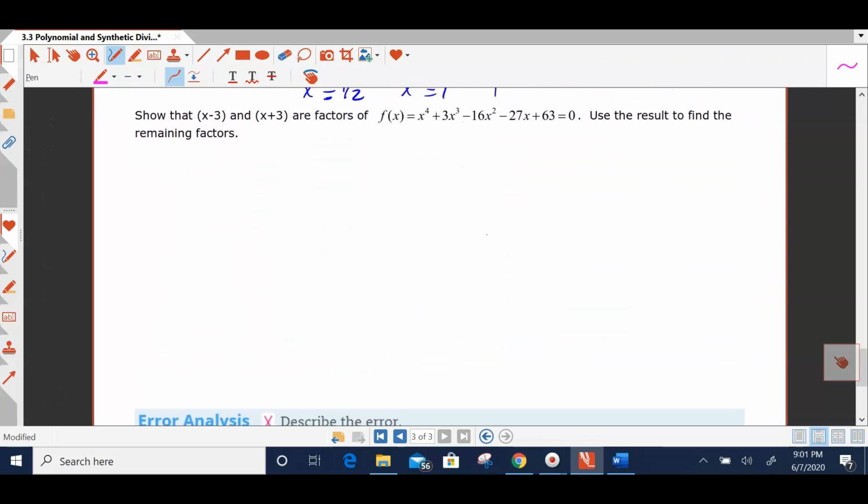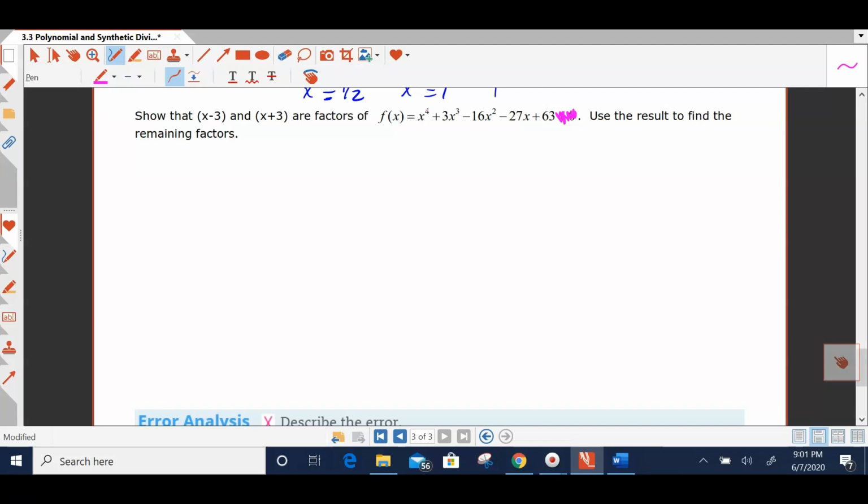We want to show that x minus 3 and x plus 3 are factors of this polynomial, and we want to use the result to find the remaining factors. Actually, this should not be there. So the degree is 4, so I would be looking for 4 zeros, or 4 factors, or 4 solutions, because they're all basically saying the same thing.